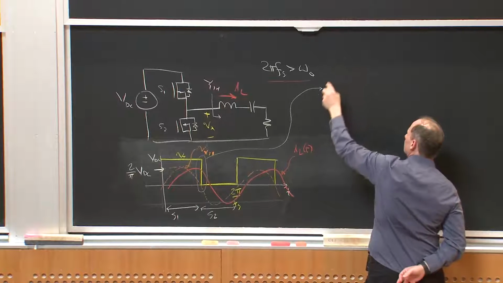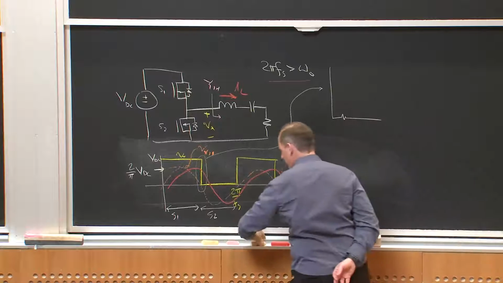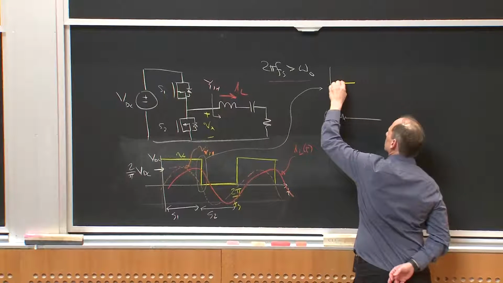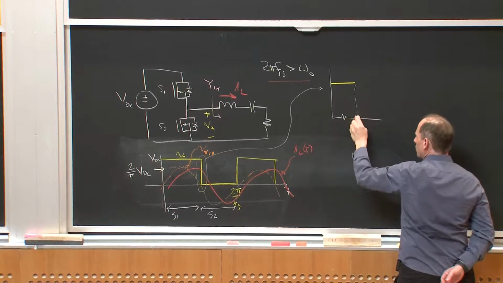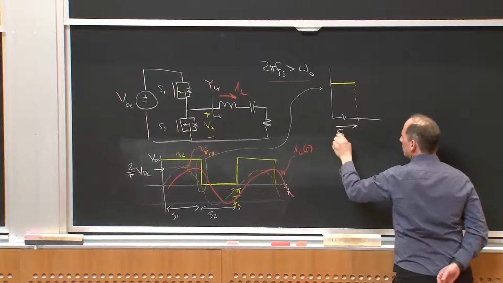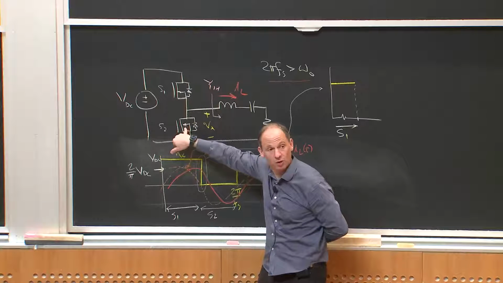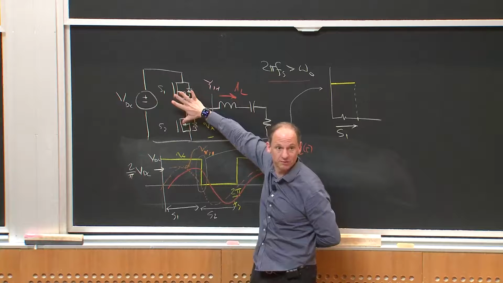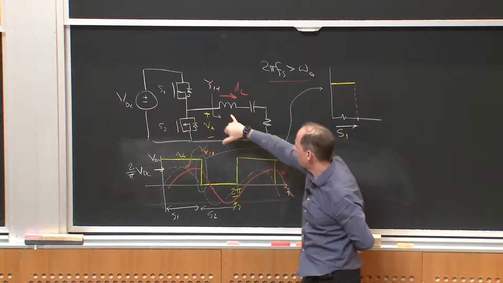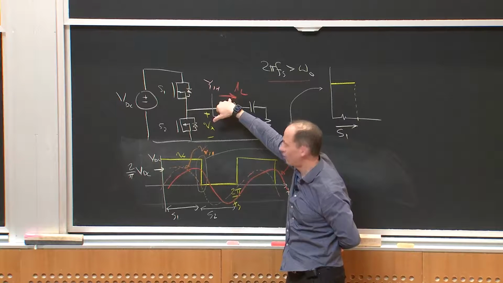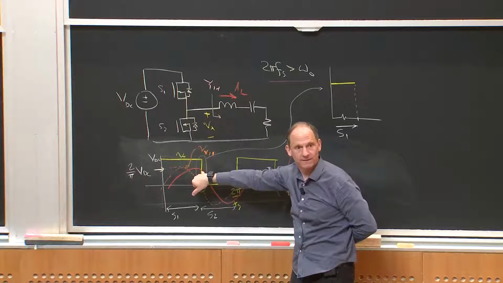So here I am, I have S1 on, at some point I'm going to turn S1 off, and then I'm going to turn S2 on. But I need some dead time between them, right? Because otherwise I could accidentally short out my DC bus. And in that time period, what is the sign of the current IL? It's greater than 0, right?